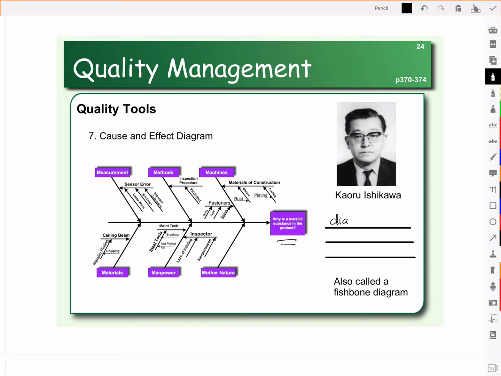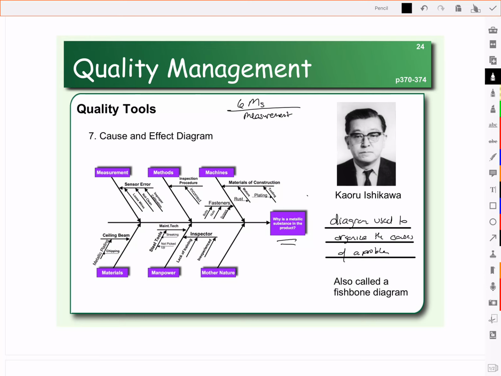So this is a diagram used to organize the causes of a problem. And when we are looking at the possible causes of a problem, we have 6 M's that we should focus on. Is our problem caused by measurement? If we're looking at metallic substances in the product, is it simply that what we are using to measure the amount of metallic substance in the product has a measurement error? Is the sensor not working, and so it thinks there's metallic substances there when there aren't?